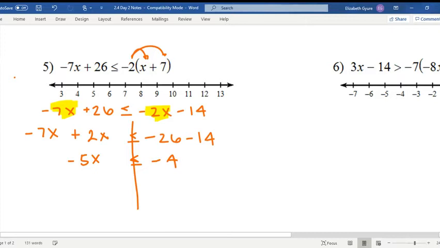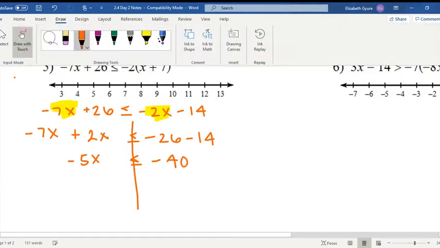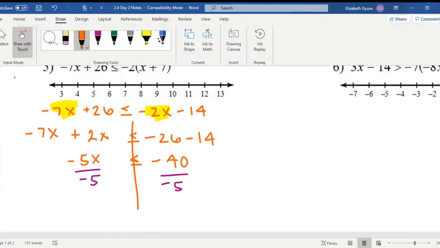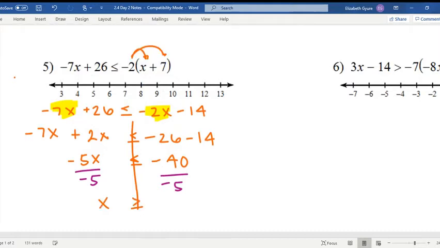Okay, yeah, negative 40. Good. And then let's divide by our negative 5. Ladies and gentlemen, what is going to happen when I divide by a negative number? Flip it. X is greater than or equal to a negative divided by a negative is a positive, and 40 divided by 5 is 8.